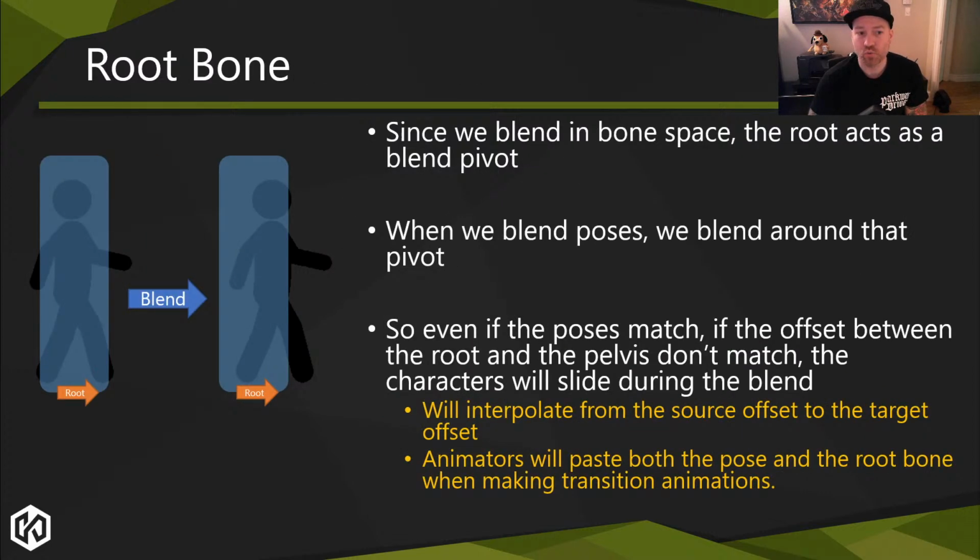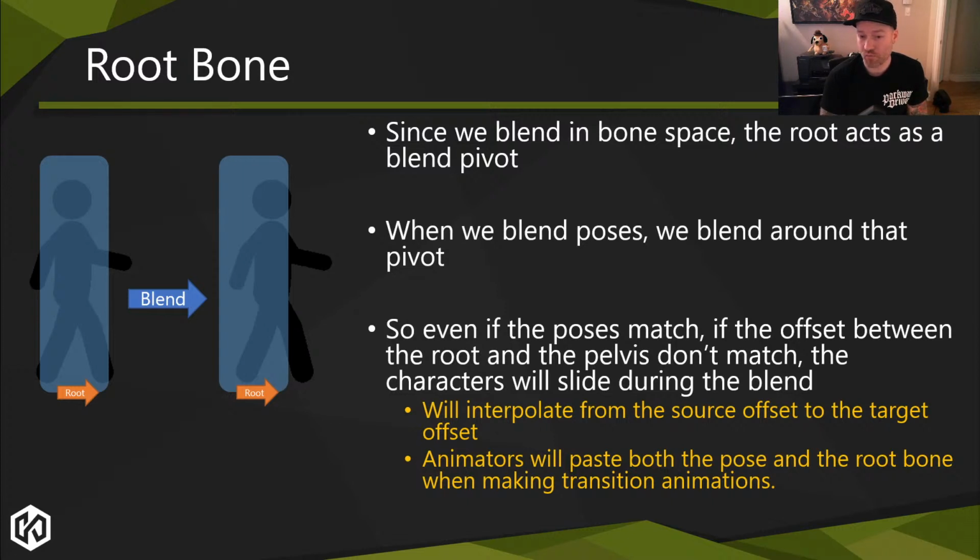Another thing that's important to note with the root bone is since it's the root of the hierarchy, it acts as the blend pivot. Since we blend in local space, everything is relative to its parent, and its parent, and its parent, all the way down to the root. So when we blend poses, we blend around the pivot. If we look at this situation here where we have two characters in exactly the same pose, they just have different offsets from their root, what ends up happening is when you blend here, you'll see a slide. And that is because there is an offset between the root and the pelvis.